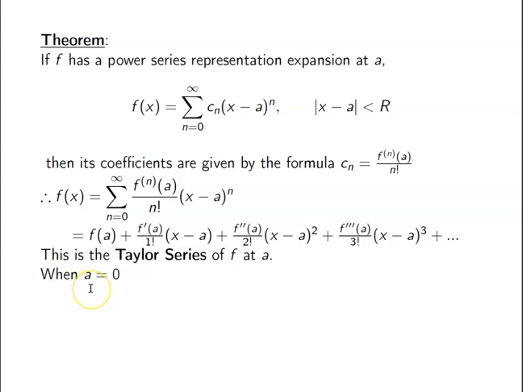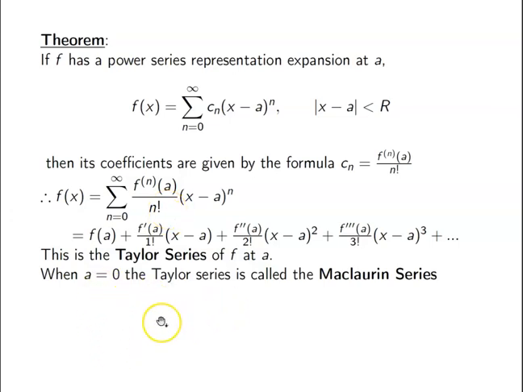When a is equal to 0, it's really nice. This just looks like x to the n. It's a special series because, again, normally we're interested in what happens around 0.